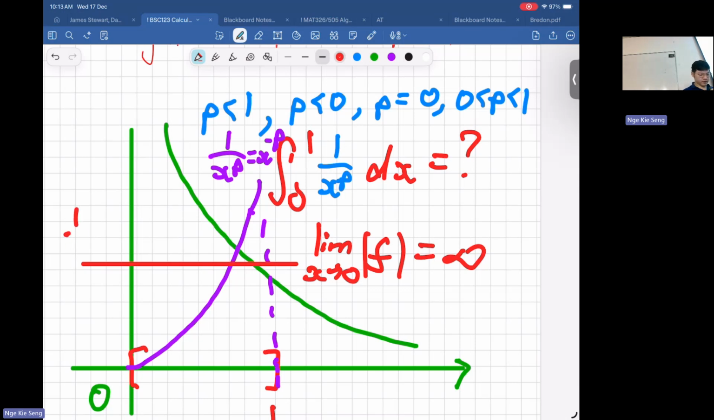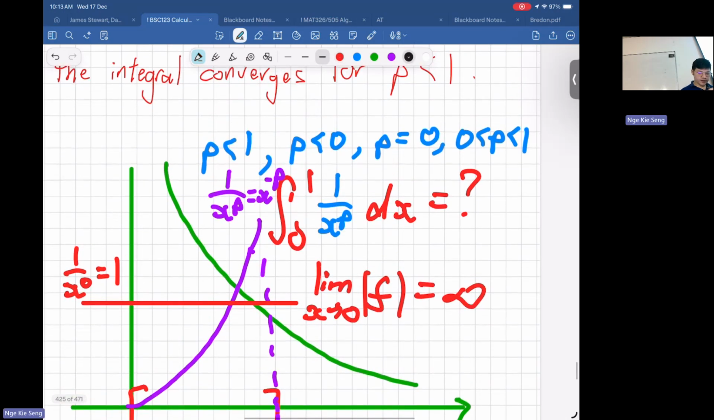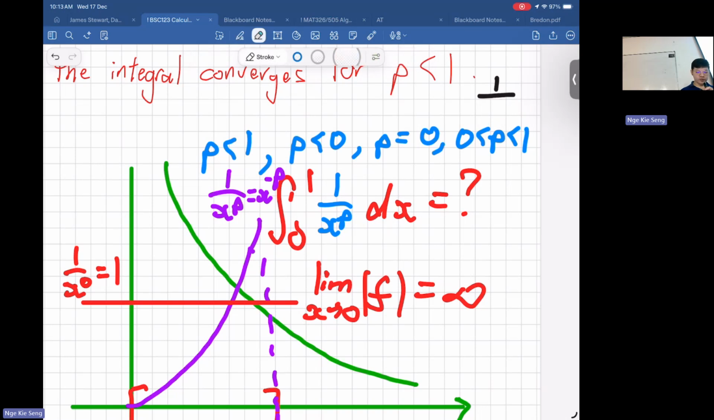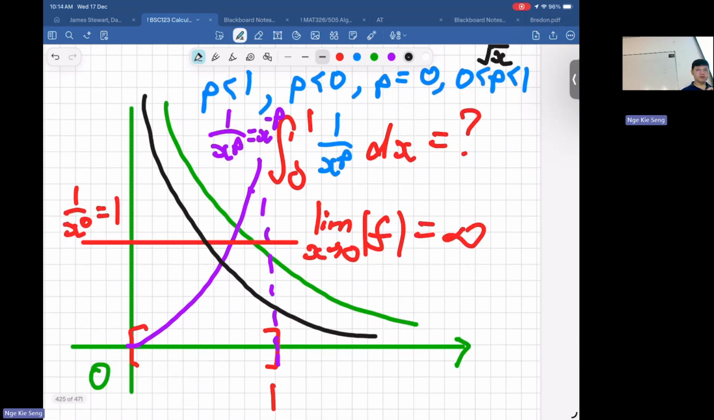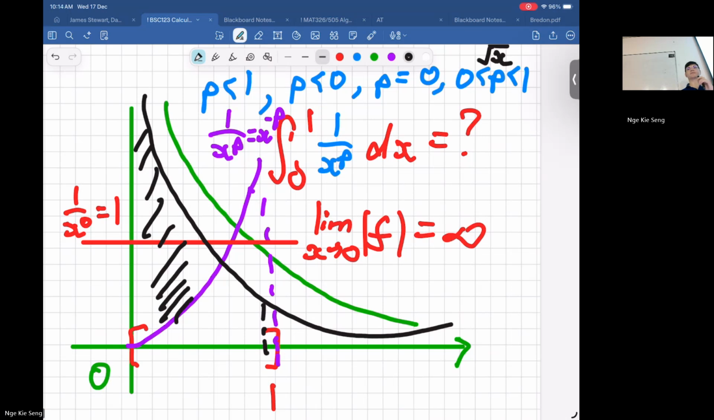This is 1 over x to the 0, which is 1. But when p is in between 0 and 1, what do you get? Well, you get something like x to the 0.2, or x to the square root of 2, is one of them. So 1 over x to the square root of 2 also looks like this. Turns out that there's a finite volume that it spans here.